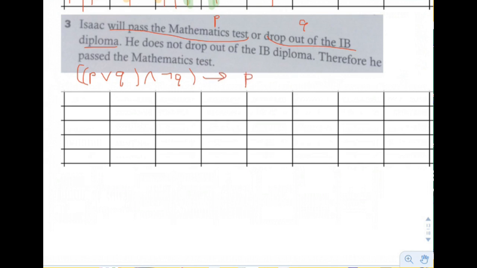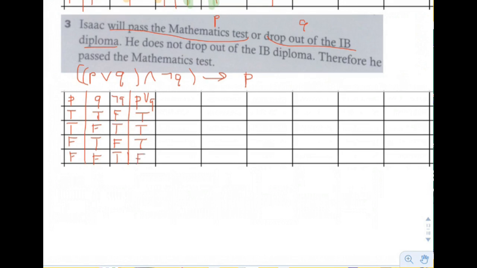Okay, let's see if that's true. So first we'll make P and Q our input values, and we'll start out with true, true, false, false, and true, false, true, false. And then we're going to find not Q, which is the inverse of the previous column. Okay, and then we're going to AND together. Oh, we haven't done P or Q yet. So we're going to have P or Q. P or Q is true every time you see at least one true. So those are all true, and then the last one is double false, so it's false.